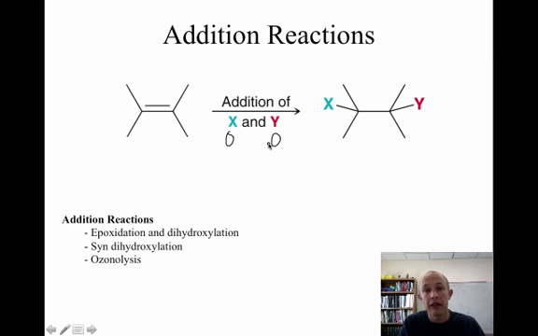oxygen atoms. And there's lots of different products that can have both X and Y be oxygens. Some of those things are going to be called diols. Some of those things are going to be called epoxides. And in some cases, we'll get new carbon-oxygen double bonds. So we'll be talking about epoxidation, dihydroxylation reactions, as well as ozonolysis reactions.